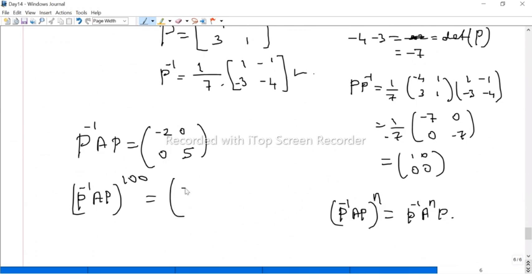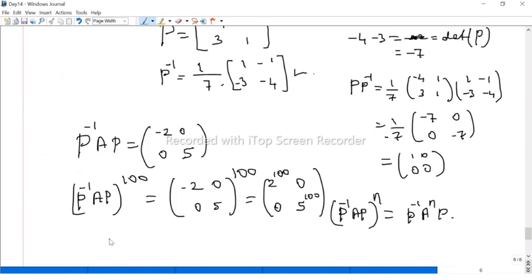is nothing but the diagonal matrix with -2 and 5 raised to the power 100. For a diagonal matrix, this just means raising each diagonal element to the power 100. That is trivial. Therefore (-2)^100, since the exponent is even, is just 2^100 here. This is 0 and this is 0. Here we get 5^100. So this is (P inverse AP)^100.